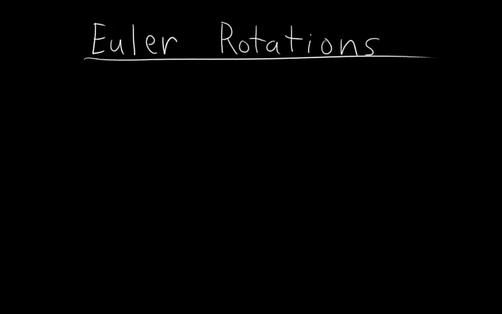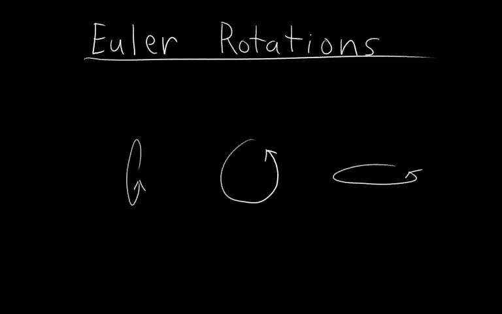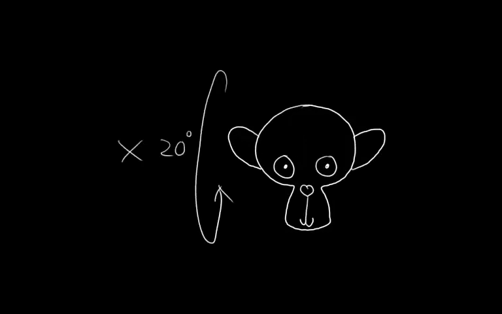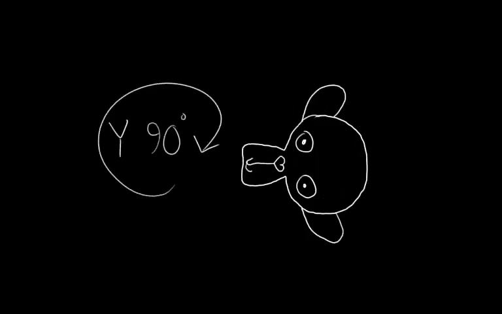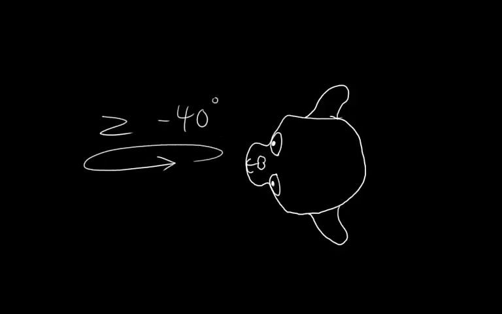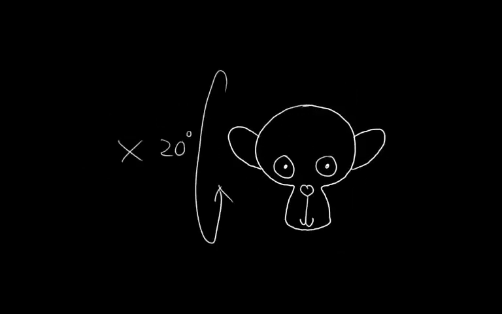Euler rotations are pretty much the most common rotation representation you'll see in most 3D animation packages. In a nutshell, Euler rotations are just a sequence of 3 rotations, one around each of the major axes. So, for example, you might rotate around the x-axis 20 degrees, then the y-axis 90 degrees, and then the z-axis negative 40 degrees.